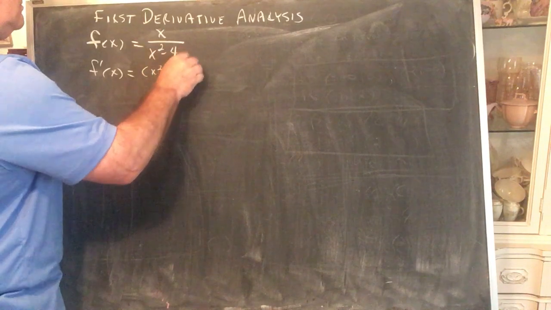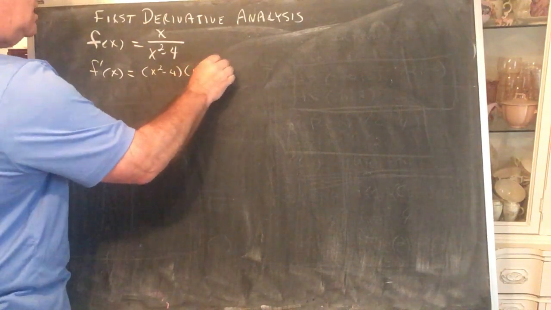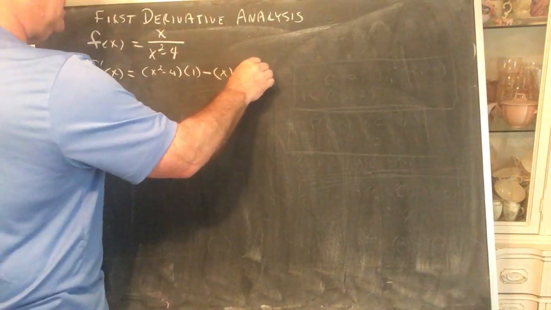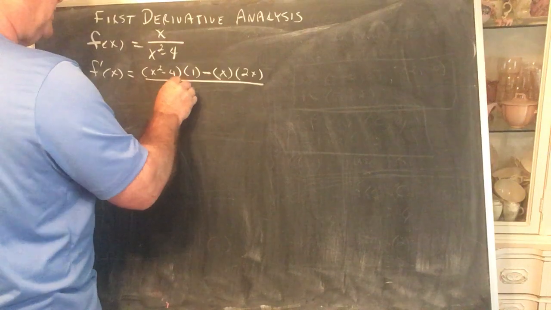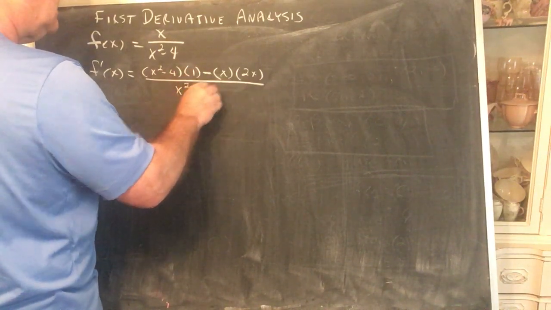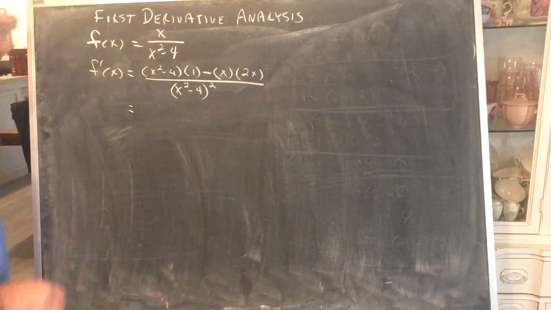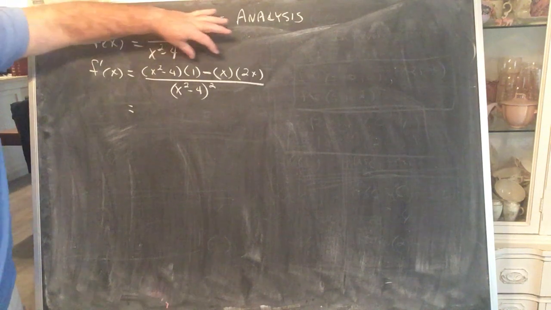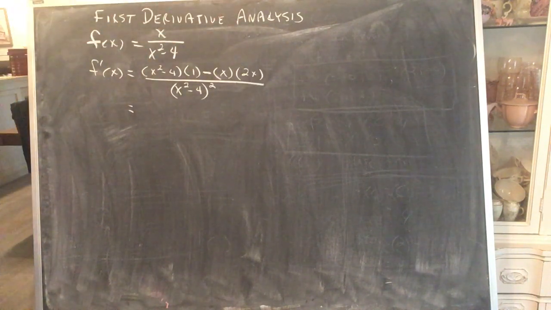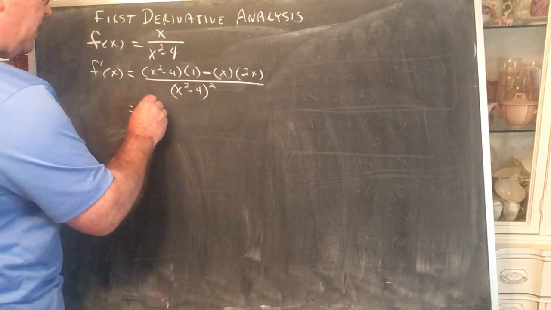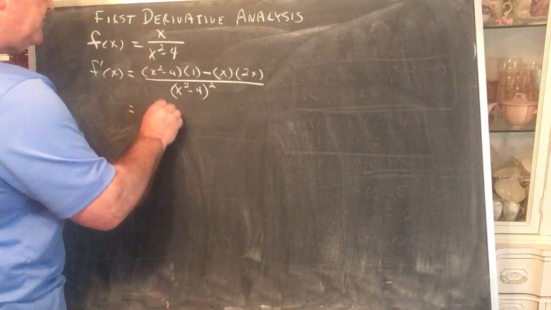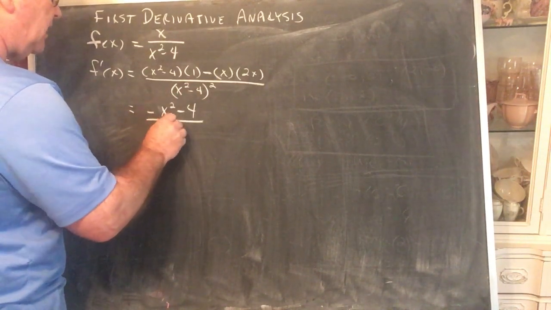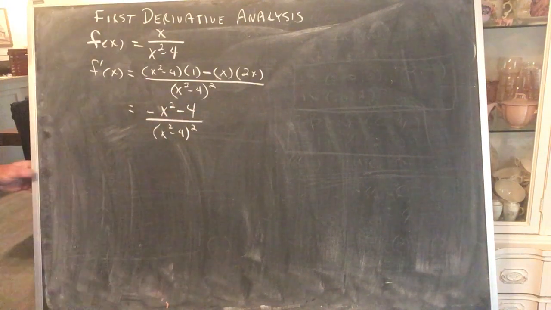Denominator times the derivative of the numerator minus the numerator times the derivative of the denominator, all over the denominator squared. And if we simplify the numerator, this becomes x to the second minus 4 times 1, x to the second minus 4, and then it's also minus 2x to the second. So this numerator simplifies to negative x to the second minus 4. The denominator is x squared minus 4 to the second power.